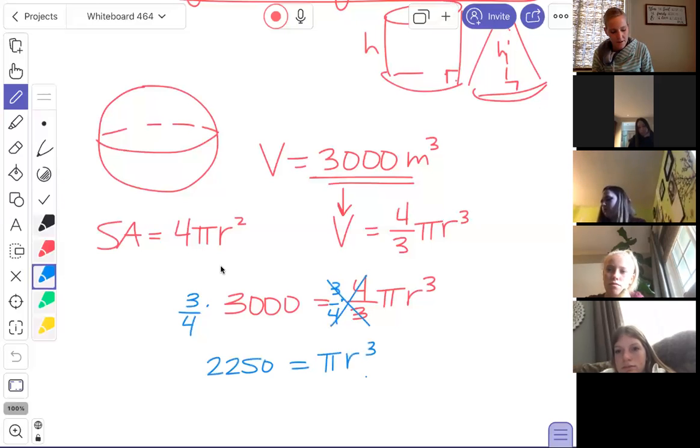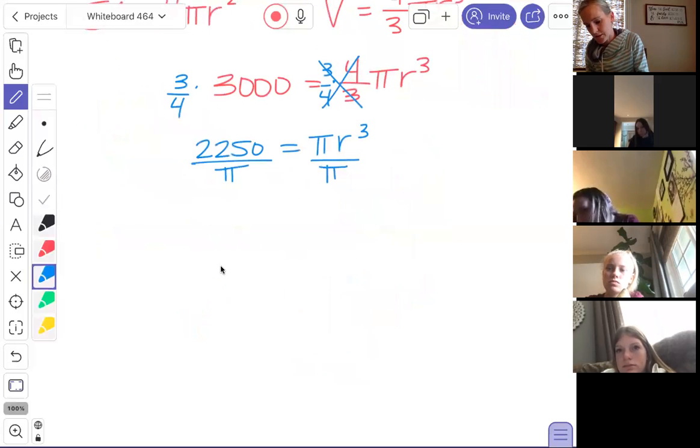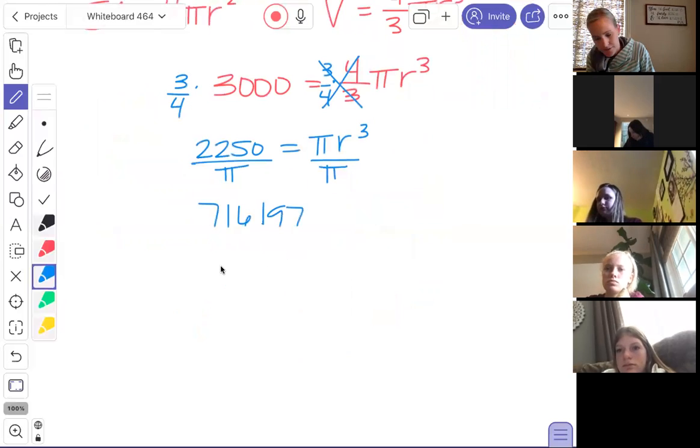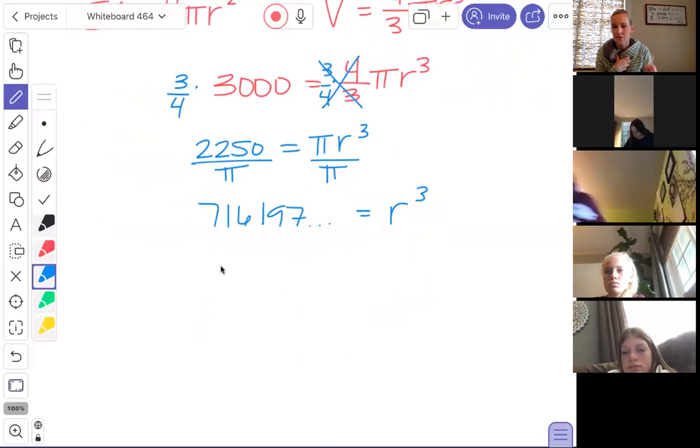Then from here, get rid of the pi by dividing by pi. So 2250 divided by pi, you get 716.197, and that number keeps going. So that's r cubed right now, but we just want r. What do you have to do to that? You have to cube root it. Do you know how to do that?